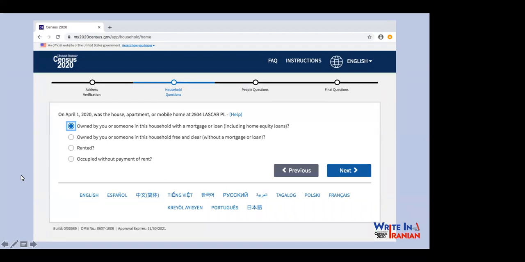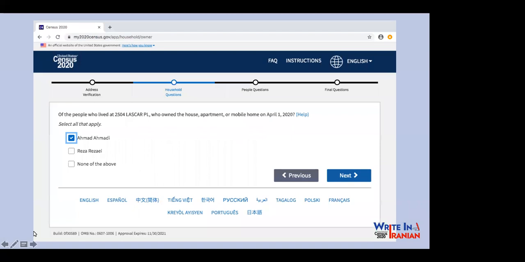And here they ask the type of ownership of the house. Is your house, apartment owned by you or someone in this household with a mortgage? Is it owned by you or someone else in this household, free and clear? Are you renting or are you just staying there without paying anything? So why are they asking you questions about ownership? This helps the US Census Bureau produce statistics about home ownership and renting. The rates of homeownership serve as one indicator of the nation's economy. They also help with administering housing programs, planning, and decision-making. So that's the reason why they asked you this question.